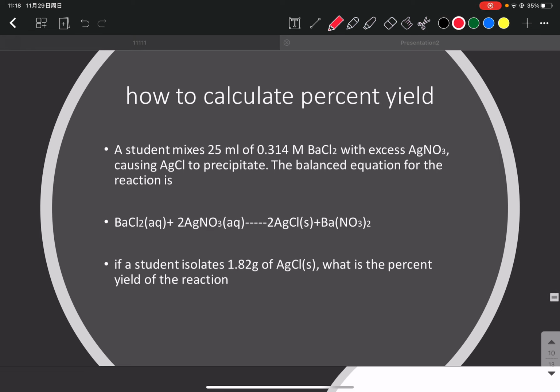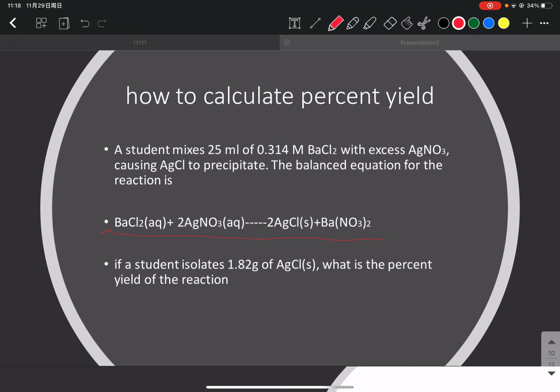And the next application is how to calculate the percent yield. Here is the question. A student mixes 25 mL of 0.314 M BaCl2 with excess AgNO3, causing AgCl to precipitate. The balanced equation for the reaction is shown here. If the student isolates 1.82 grams of AgCl, what is the percent yield of the reaction?